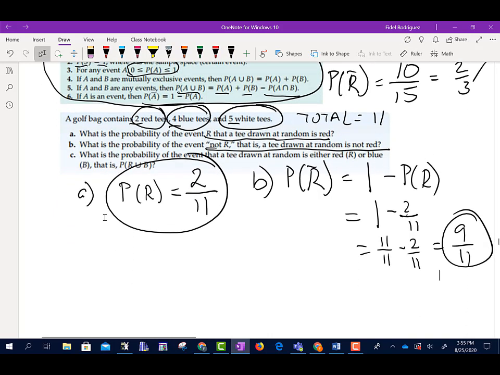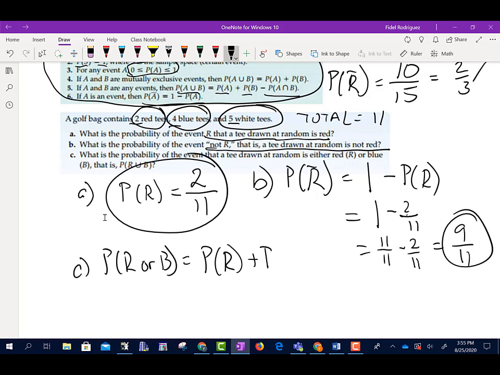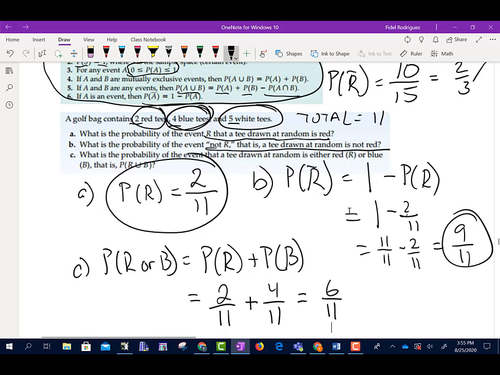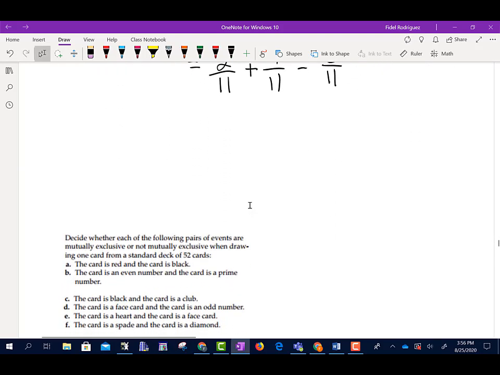And then part C says, what's the probability that we're going to get a red or a blue? Since we don't have any tees that are both red and blue, we're going to say, what's the probability that it's red plus the probability that it's blue? Well, we know red is 2 elevenths. Blue was 4, so that's going to be 4 out of 11. And if we add them together, we're going to get 6 out of 11, right?